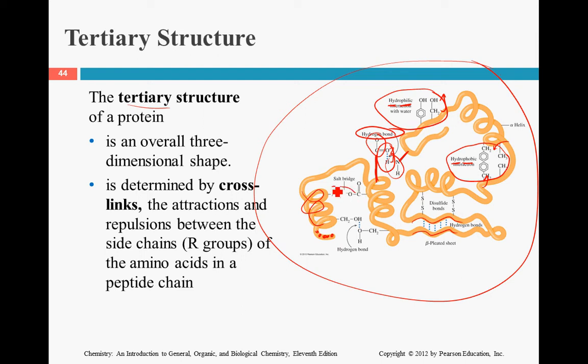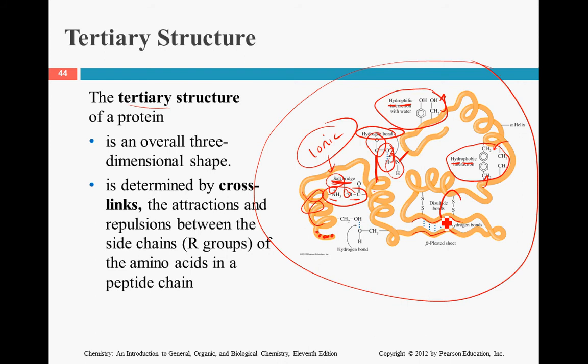A salt bridge is here. Remember, an ionic compound is called generically a salt. And so here's a positive from the amine and a negative from the carboxylic acid, and it's interacting, forming a salt. So a salt bridge is bridging these two areas together because of the ionic interaction.